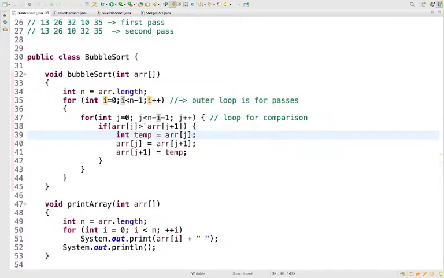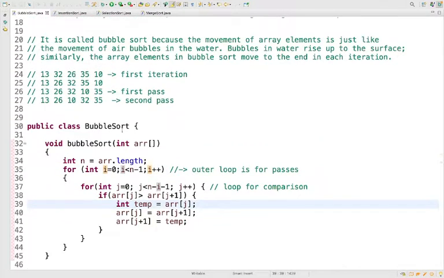So what is happening here? At the first cycle, it is 13, 30, 32, 26, 35, 10. After the first pass, we find that 35 is fixed in its position. In the second pass, 32 is fixed in its position. That means our area of focus should be limited to the unsorted part. So from the back of the array, we are decreasing the value one by one based on the i value, because we know the larger elements are getting sorted automatically, so we don't have to look at them again.